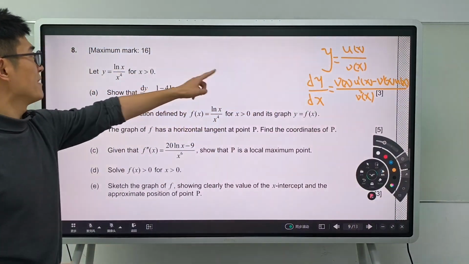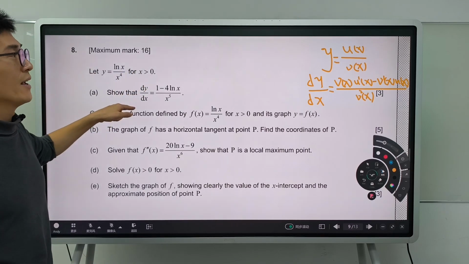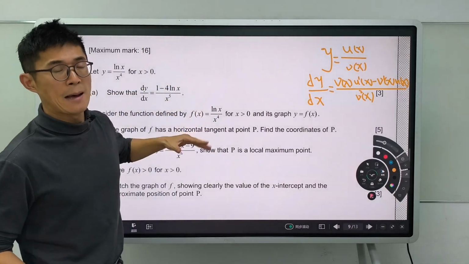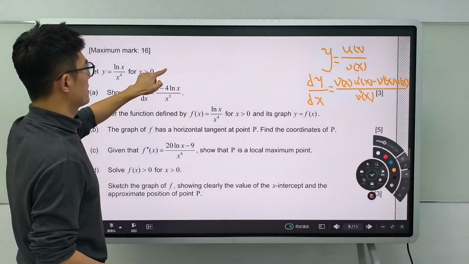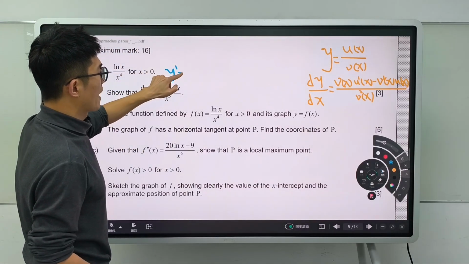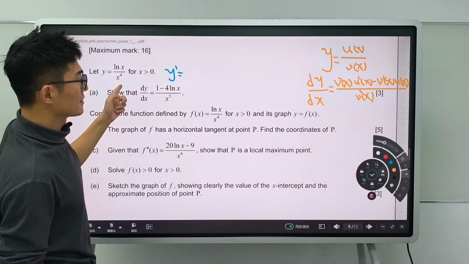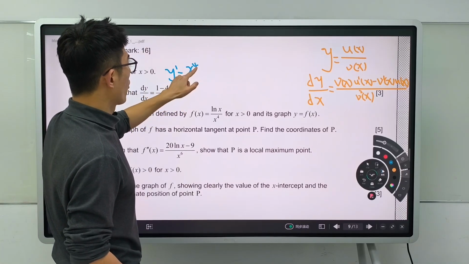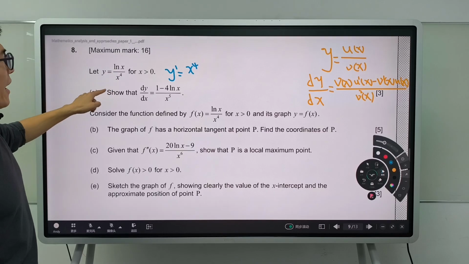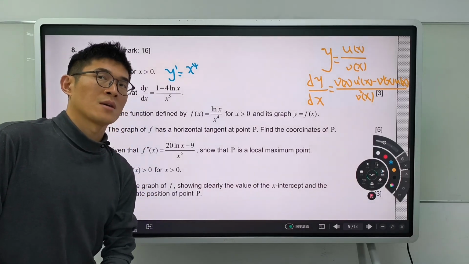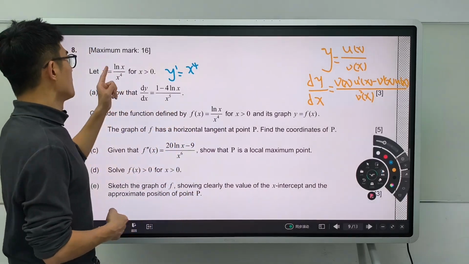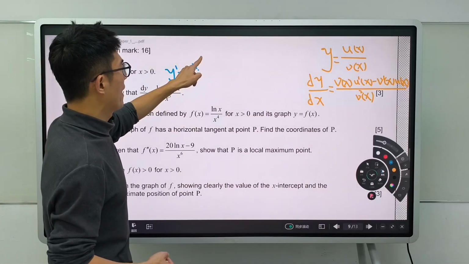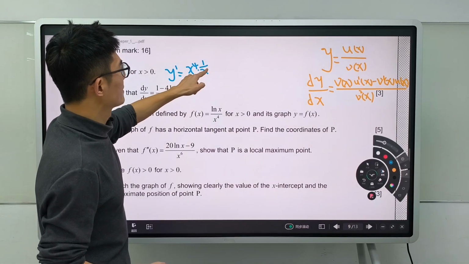u of x is basically just ln of x, and v of x is just x to the power of 4. You can solve this step by step, but we can just quickly do this. We can simply write y prime. v of x is x to the power of 4, so we put it here. And u prime of x, when you differentiate a logarithmic function, you basically just have 1 over x, so you multiply by 1 over x.